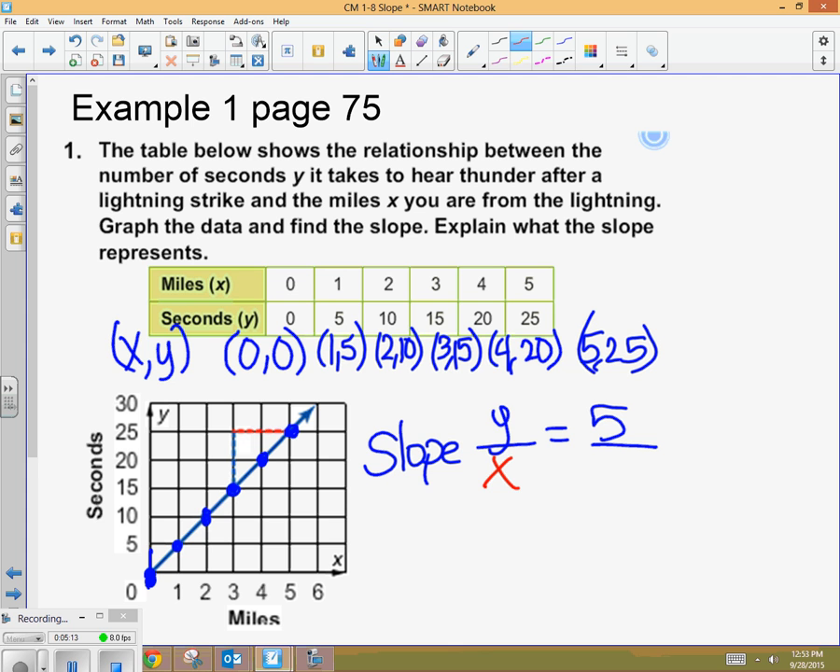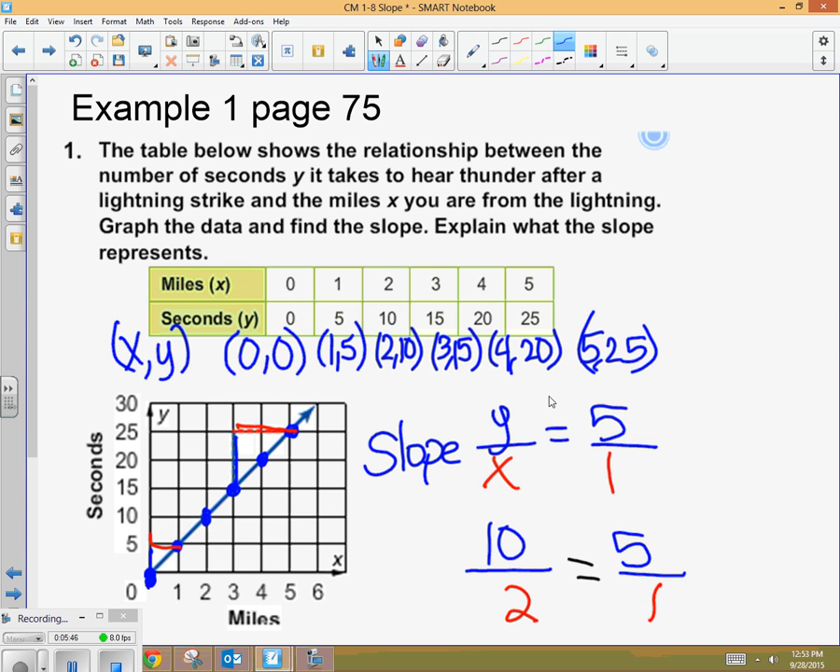When I run over to the right, I'm only moving 1 mile, so I have 5 over 1. Now, if you look at the dotted lines on the graph, it goes up 10 over to the right 2 units, or 2 miles. But you can see that 10 over 2 reduces to 5 over 1.